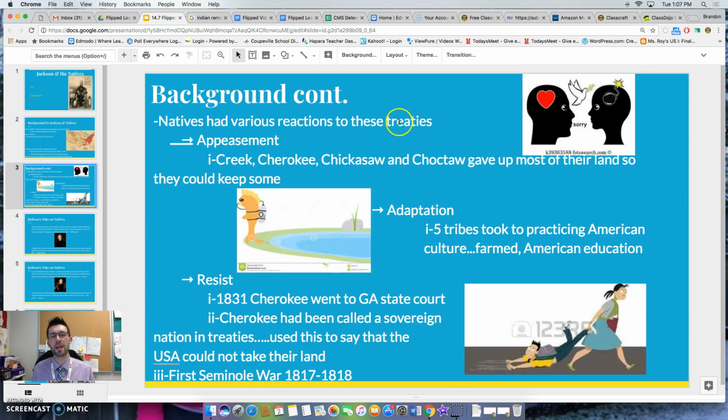Now, natives had various reactions to these treaties. First off, there was the feeling of appeasement, as this picture here shows. This guy at the heart is going, "I'm sorry," as an olive branch. And the other guy is going, "I don't care about your sorry. I'm still going to do something bad." So the Creek, the Cherokee, the Chickasaw, and the Choctaw gave up most of their land so they could keep just a little bit. Their thought was, okay, we'll do what you're asking of us in the hopes that you let us keep even just a smidgen of our homeland. That's appeasement. Giving in, hoping that you don't lose everything.